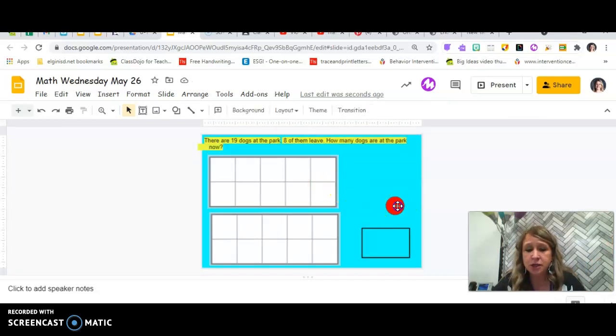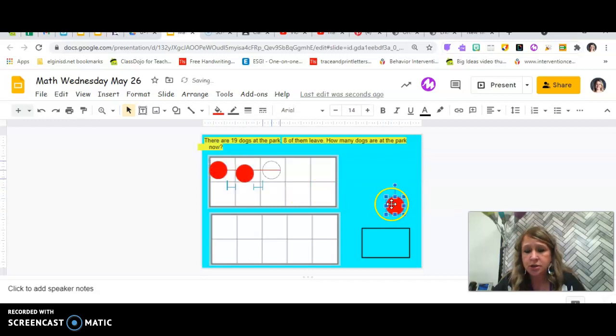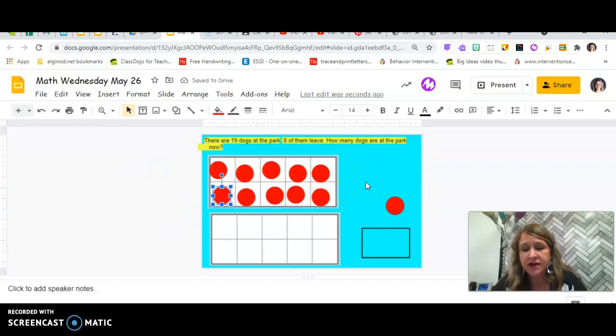19 dogs at the park. So let's show 19 dogs with our counters. How many counters are in a full 10 frame? Do I need to count each counter? No, if the 10 frame is full, there are 10 counters in it. Now I need 19, so I'm going to need to add 9 more.